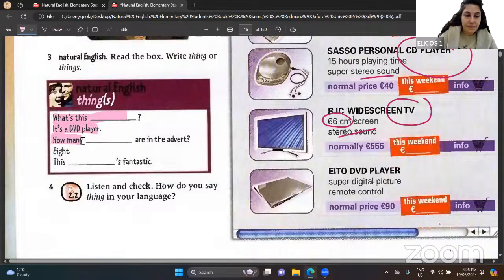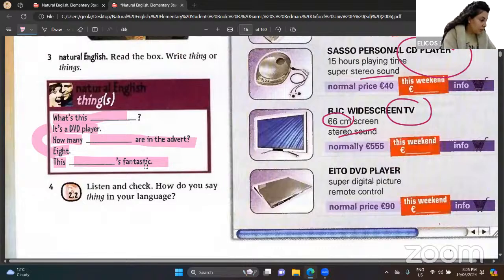How many things, with an S? So we're just going to add the word thing. Maybe singular, thing, or things. So how many things are in the advert? 8. That means how many objects? This thing is fantastic. So maybe they're talking about the DVD player. This thing is fantastic. Okay, so that was just talking about some objects.